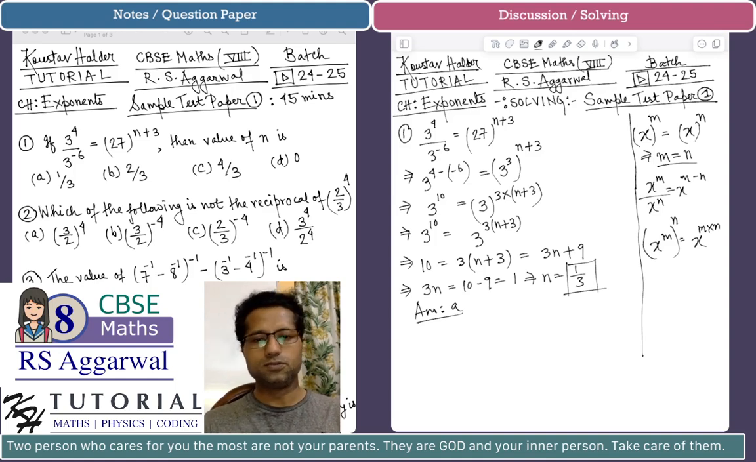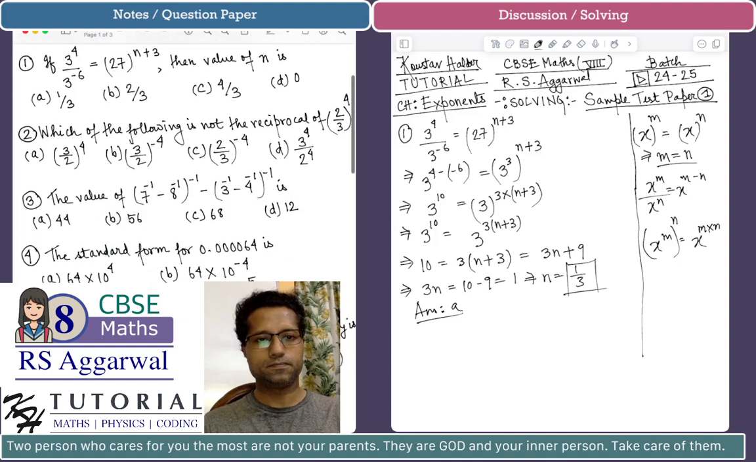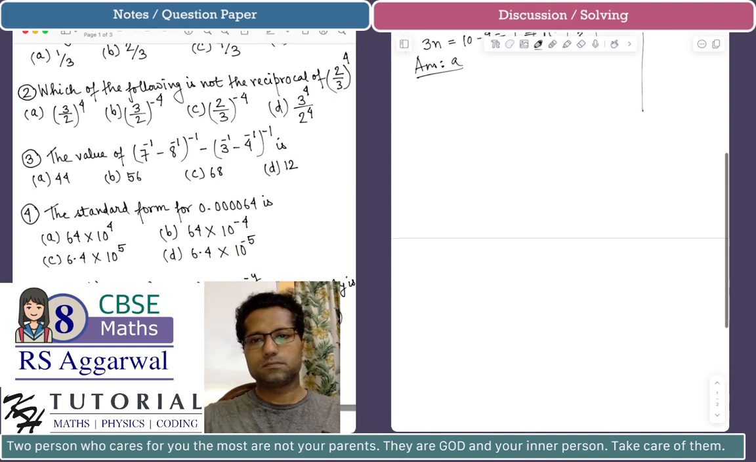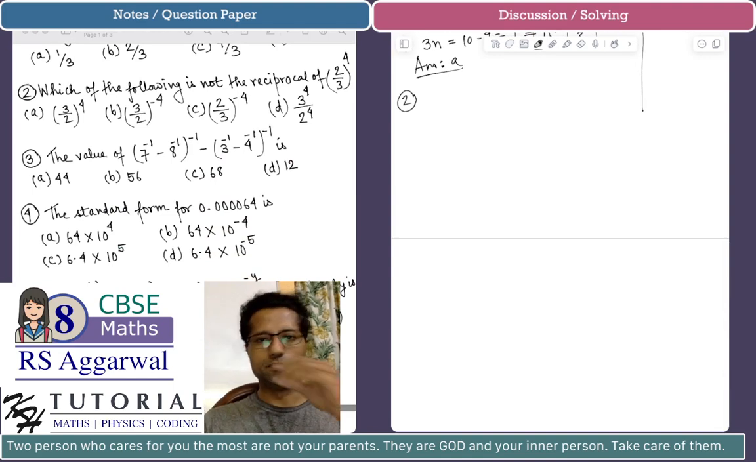Okay, let's do problem number 2. Which of the following is not the reciprocal of 2 by 3 raised to the power 4? Which of the following is not the reciprocal? Okay, so what is the reciprocal of 2 by 3 raised to the power 4? Let's find that out.